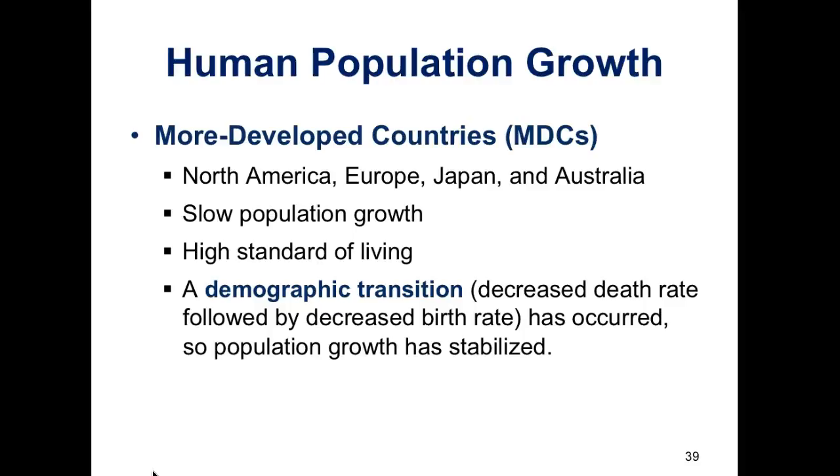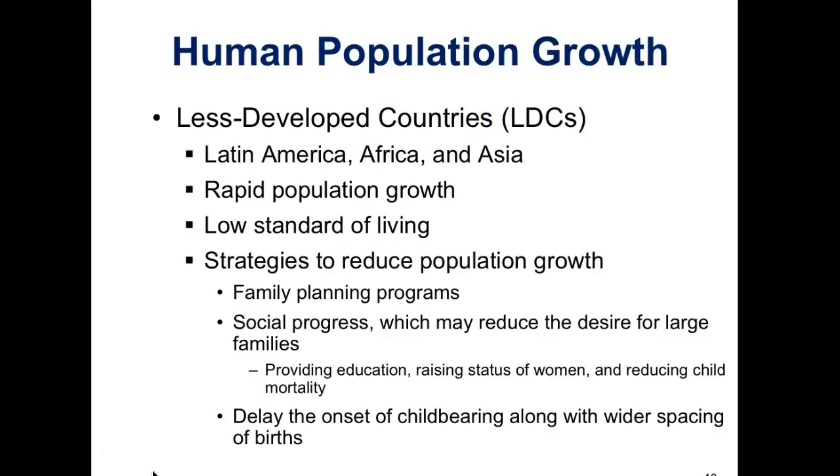We do see 2 different trends. We have those that are more developed countries and those that are less developed countries. In more developed countries like North America, Europe, Japan, and Australia, we're going to see slow population growth. You have a higher standard of living, and you have a demographic transition. A demographic transition is a decreased death rate, followed by a decreased birth rate, that has occurred, and the population has stabilized.